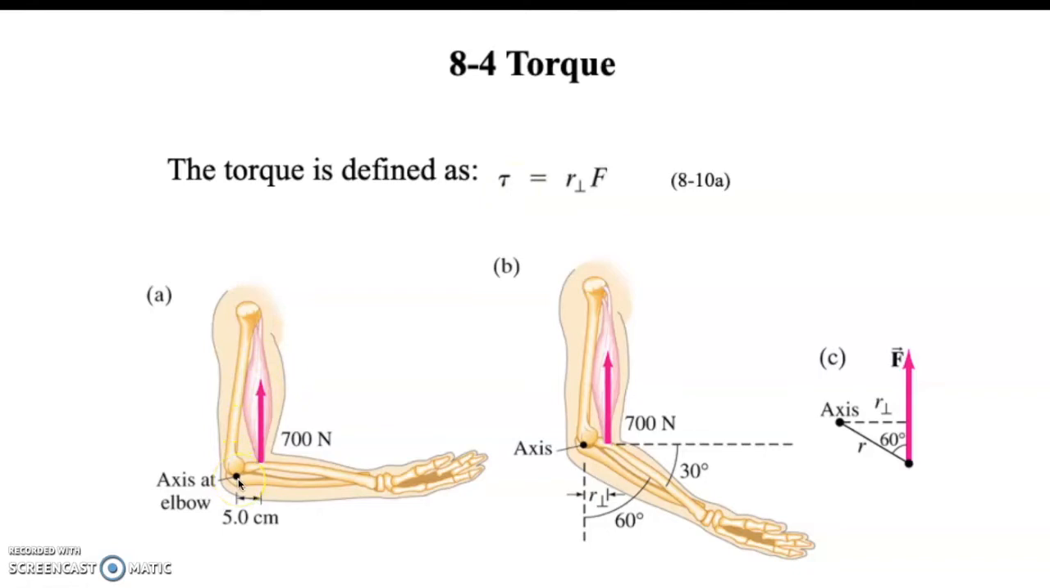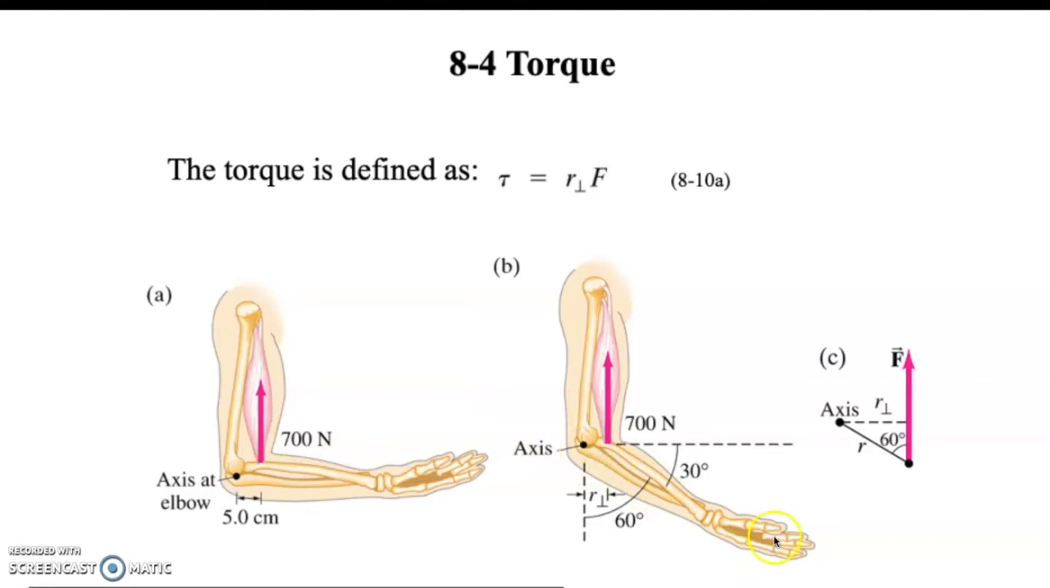So here we go. We're bending an elbow, okay? We do 700 newtons of force to bend that elbow. And you can see that the muscle is 5 centimeters away. So if we take 5 centimeters, which we convert to meters, times 700, that will tell us the torque in our elbow. Now let's say we're at an angle, okay?